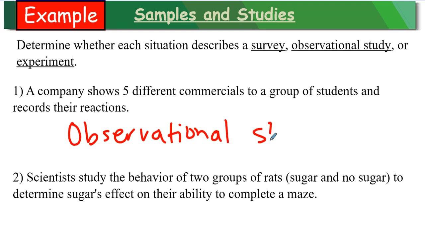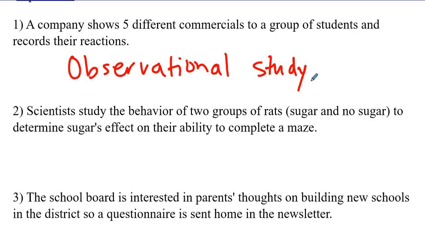So observational study. Second one, scientists study the behaviors of 2 groups of rats. One group of rats is given sugar, the other one is given nothing, so no sugar.